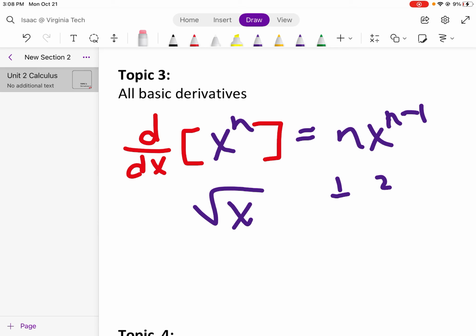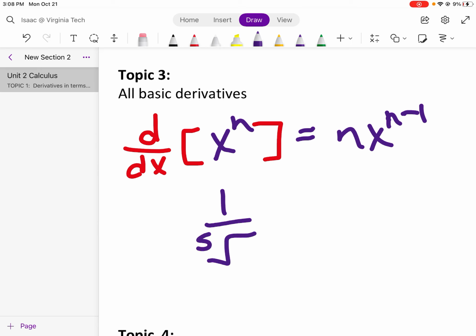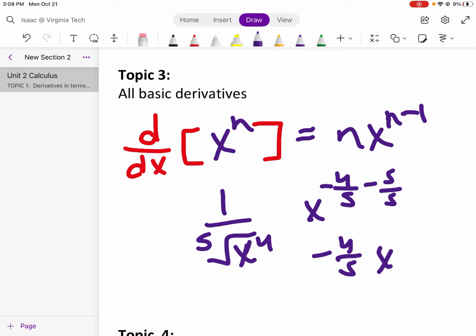And then, you know, what else might they do? They could be really dumb and decide to do something like this. What if they do that? Well, that's actually just going to be x to the negative 4/5. So we put the negative 4/5 beside it. We do 4/5 minus 5/5, which is just 1. We get minus 9/5. So that's how the power rule works.